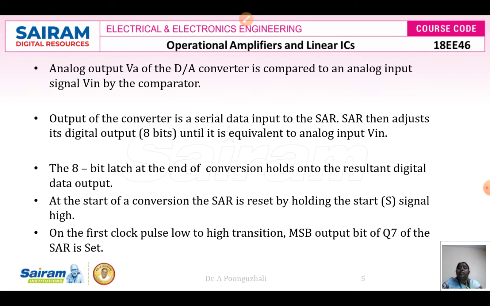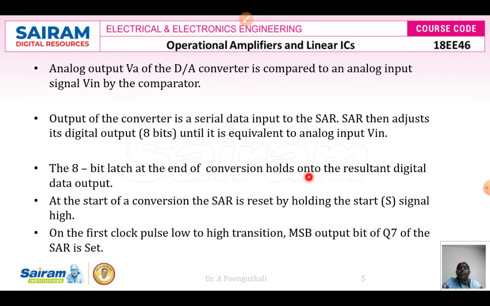Here, the analog output VA of the D2A converter is compared with the analog input signal Vin by the comparator. The output of the comparator is a serial data input to the SAR, that is, the successive approximation register. The successive approximation register will adjust the digital input until it is equivalent to the analog input Vin. The 8-bit latch at the end of the conversion holds the result as the digital data output.